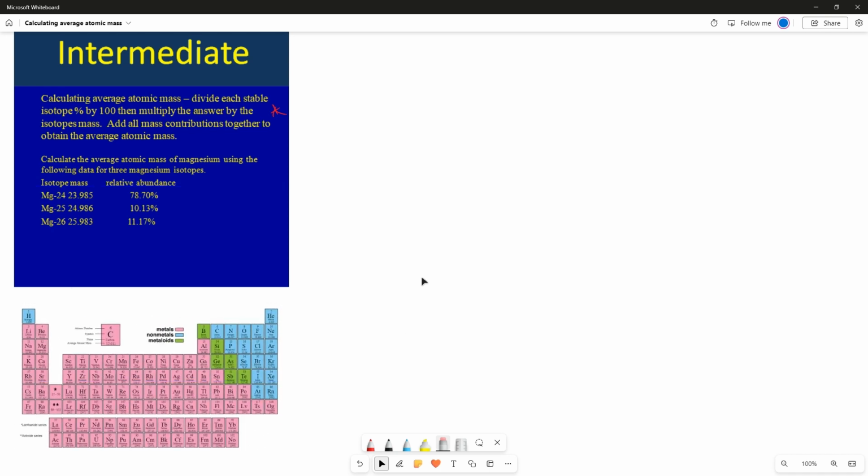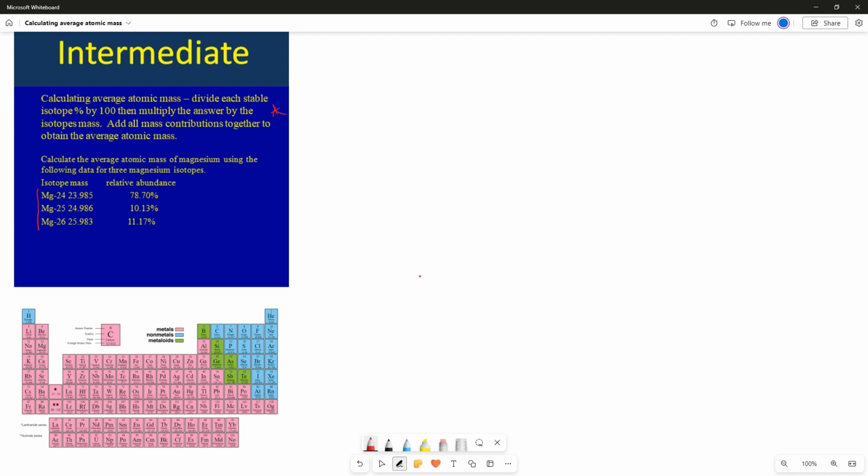So the problem that we're going to work with says, calculate the average atomic mass of magnesium using the following data for 3 magnesium isotopes. Now, magnesium contains 3 stable isotopes right here. We looked previously at carbon. Carbon contained 2 stable isotopes, carbon-12 and carbon-13. Magnesium happens to have 3 stable isotopes, magnesium-24, magnesium-25, and magnesium-26. The first thing it says to do is convert the percents into decimals.